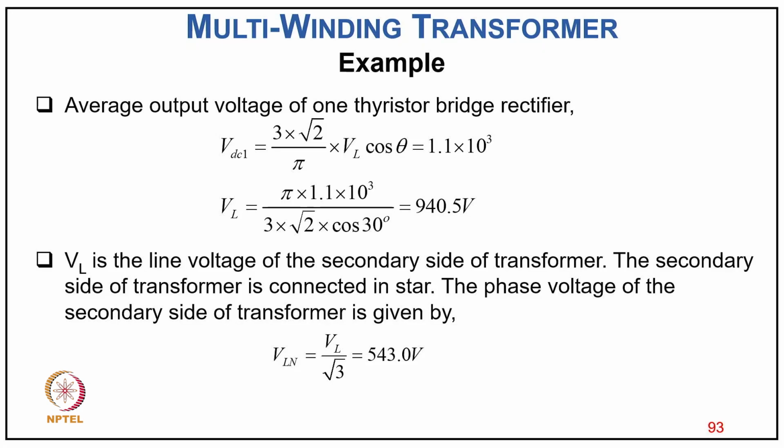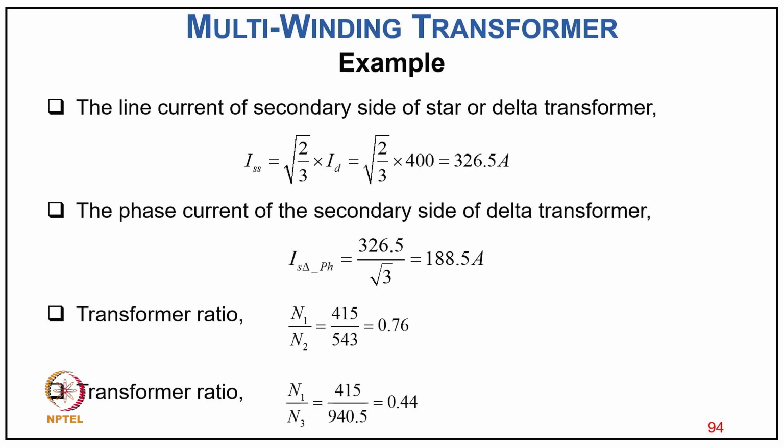Now you can find VDC1, that is 3 root 2 upon pi VL cos theta. So it comes 1.1 into 10 power 3, and from this relation VL comes to 940.5 volt, which is VL on the secondary side of the transformer. The secondary winding connection of the transformer is star, so the secondary voltage is VNL equal to VL upon root 3, which comes to 543.0 volt.